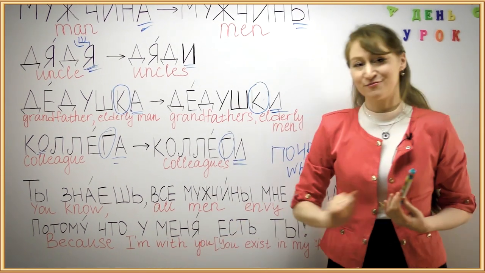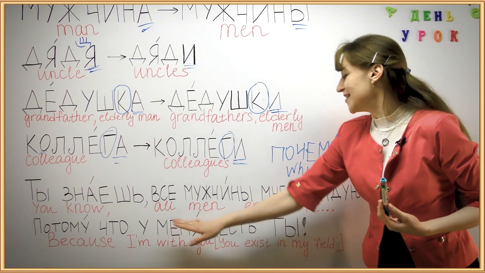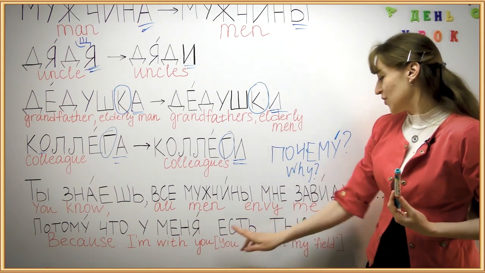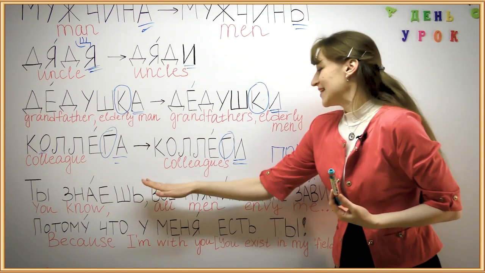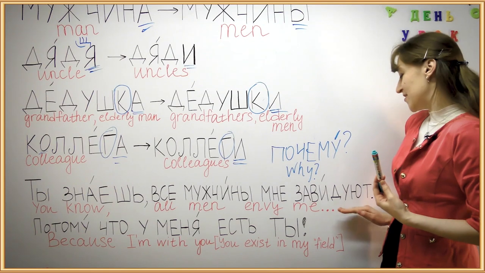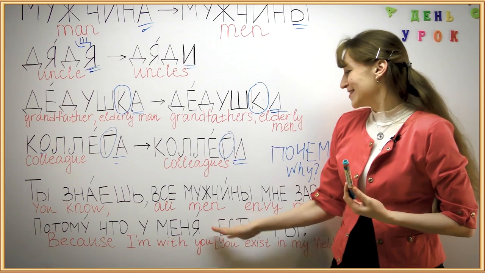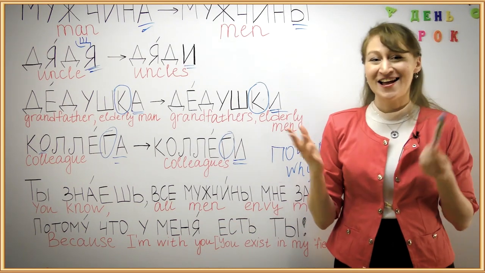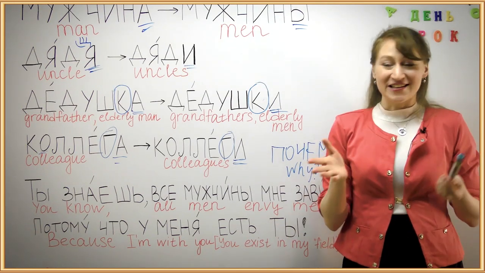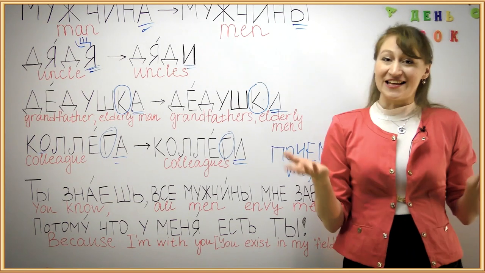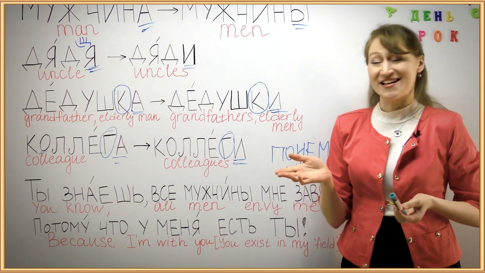Literally, у меня, near me in this case. Near me, у меня. Near me exist you. So that is what we literally say. So if you say it like this, you make a pause after the first phrase and then you finish it with this punchline, or I don't know what you call it in the comedy context, but something like that, right? So if you say it like this, after she asks you почему, I think it will be very nice.